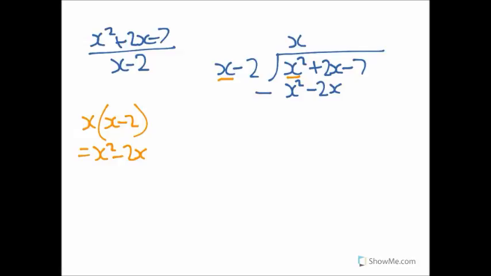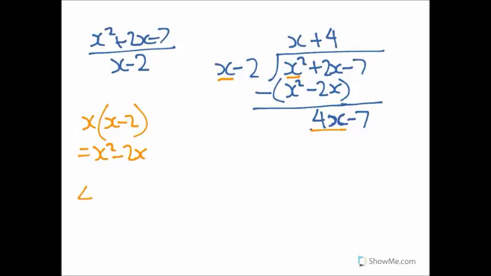So I'm going to write in x squared minus 2x right here. And then I'm going to subtract this entire thing from the dividend. And this will give me 2x plus 2x, or 4x, minus 7. Now I can repeat the same thing. I'll look at the first term of both the polynomials. So 4x divided by x gives me 4. I'll write a 4 up here.